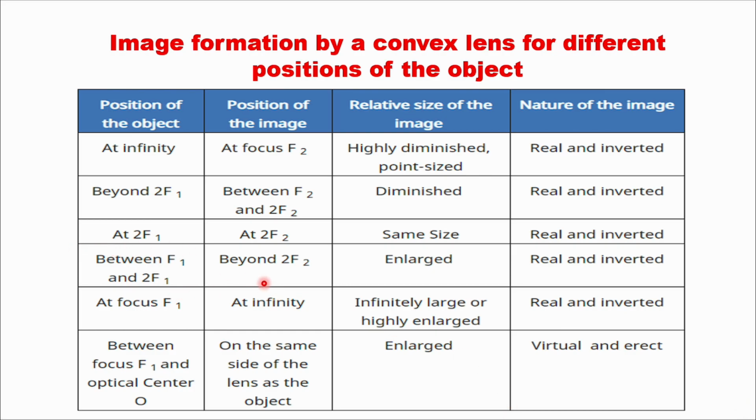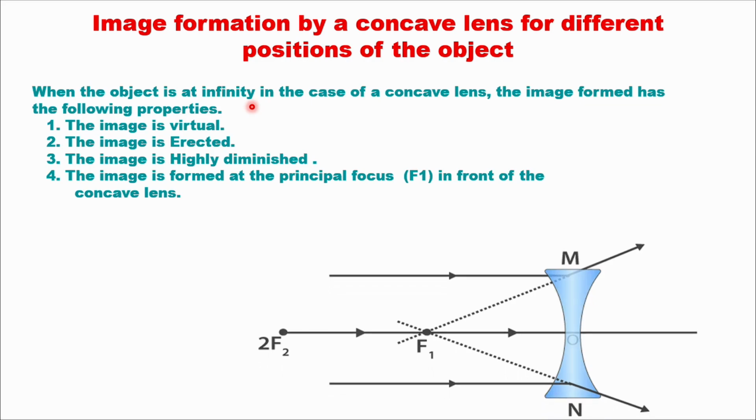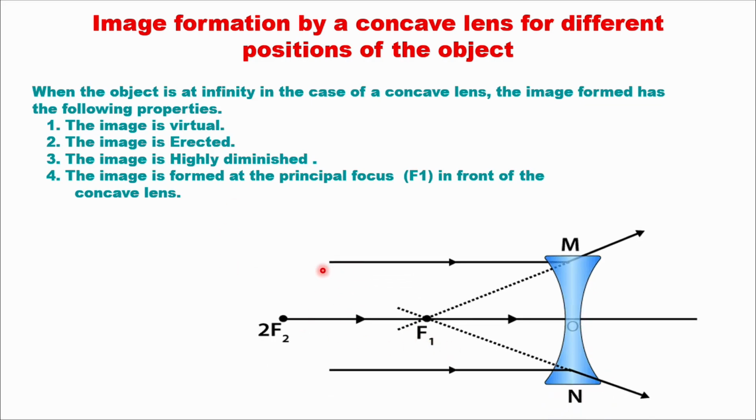One thing I already said: when the position of the object is at 2f1 or C1, you will get the same size of the image as that of the object. Now let us move to the concave lens. Let us consider the first case when the object is positioned at infinity. See the diagram. The object is positioned at infinity. The image is formed at the principal focus f1 in front of the concave lens.